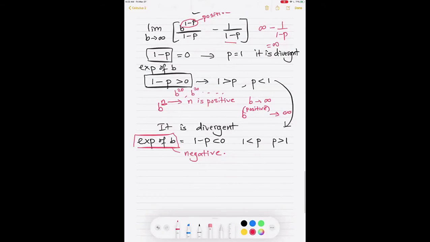So I'm going to copy it down, but we have b to the 1 minus p. So if this is some negative number, say, for example, it is b to the negative 20, then don't we write this as 1 over b to the 20? And my question to you, as b approaches infinity, this number will approach... Very good, correct. So this is going to approach 0.